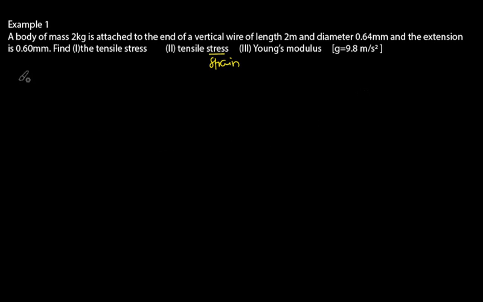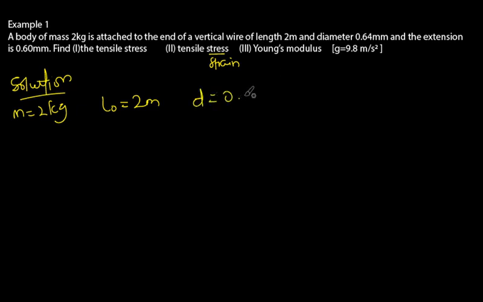So let's see how we can solve this. Solution: let's have a look at the parameters we have. We have a body of mass 2 kilograms. It's attached to the end of a vertical wire of length 2 meters, and the diameter of the wire is 0.64 millimeters. And then the extension is 0.60 millimeters. And then we have been given gravity over here.